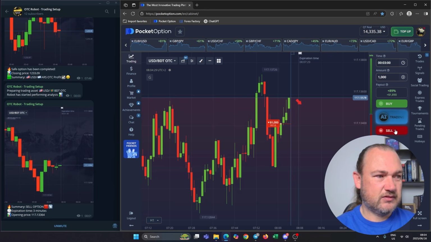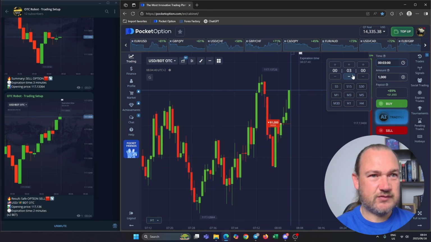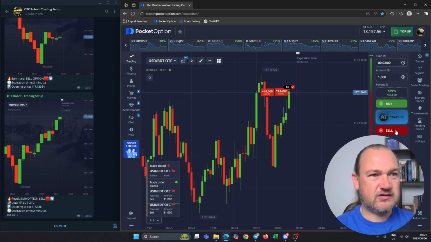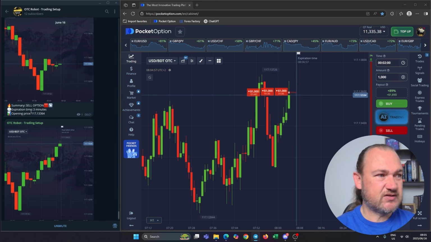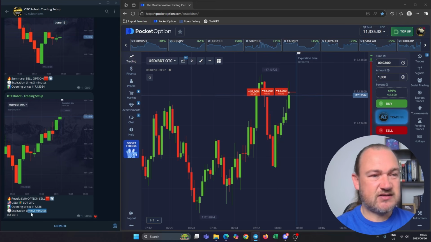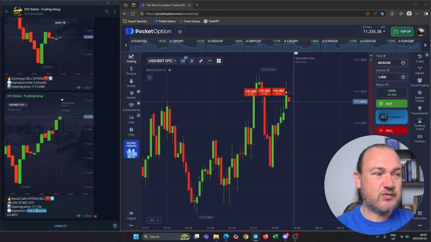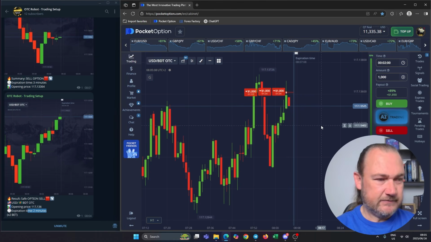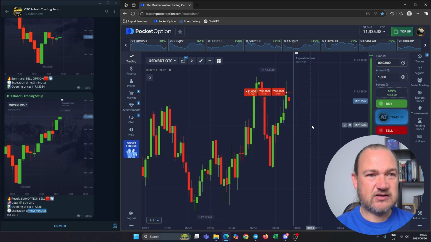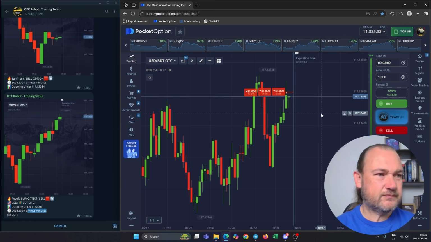Let's see what signal it gives us. 2 minutes this time. So we're going to do it 2 minutes, and we're going to take some more trades here. It's always important to pay attention to the time period that the bot gives us. It's not always going to be the same, as you guys saw now. First trade was 3 minutes. Second trade is only 2 minutes. So always make sure that you pay attention to the expiry time that the signal is given on.